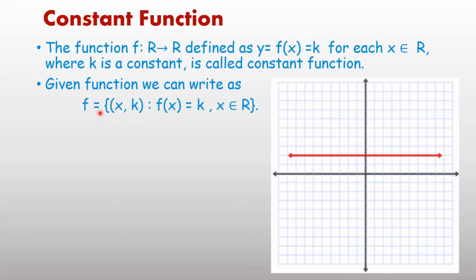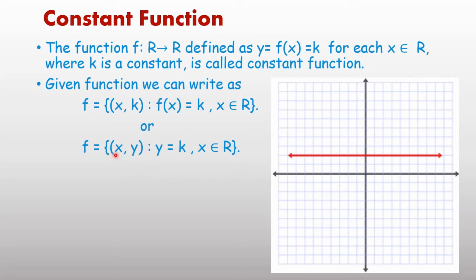And we can write this as (x, k), x belongs to R. X means any real number. In the graph you can easily check. X is any real number, but y remains the same. Means if the distance between the line and the x-axis is k, you can write all points on this line in the form of 1k, 2k, 3k, 4k, 5k in this pattern.